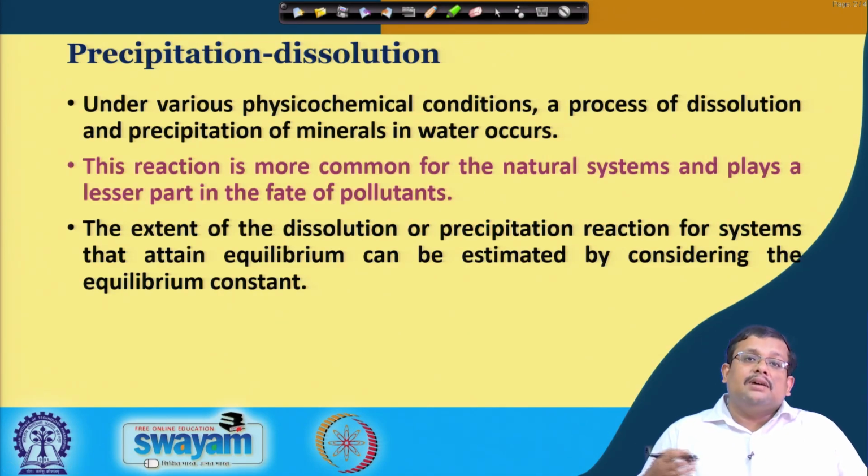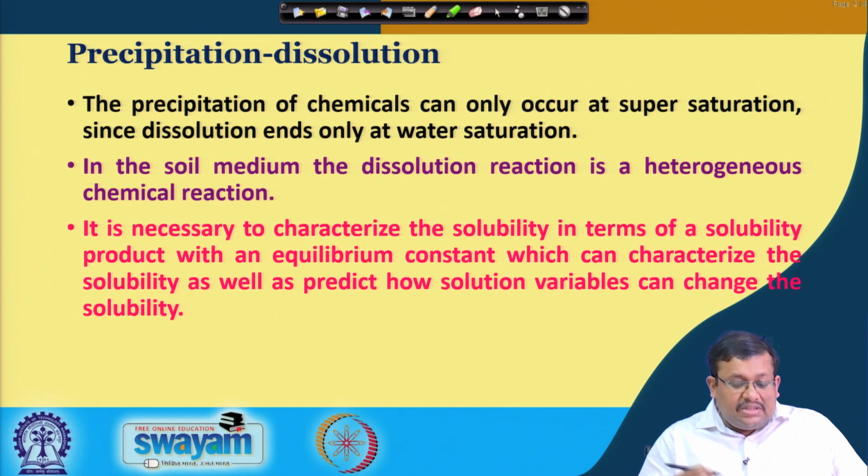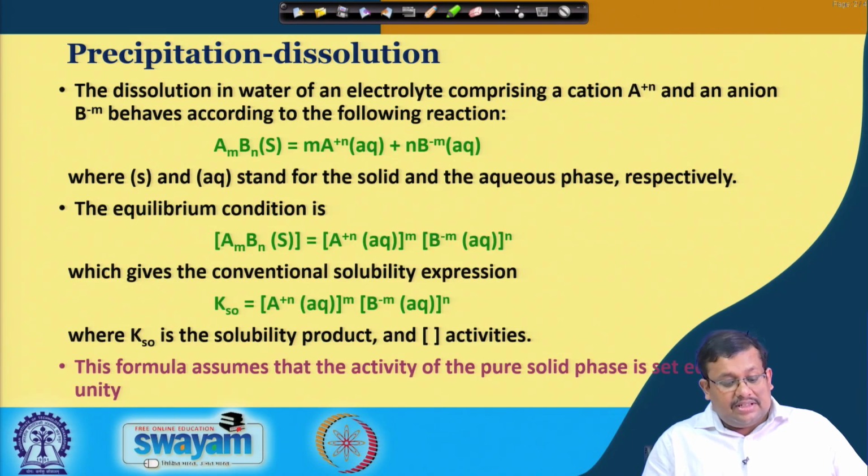Now, we have also discussed precipitation and dissolution reactions, and we have seen different conditions of precipitation and dissolution. What is the condition for getting precipitation, what is supersaturation, what is undersaturation? We have discussed all these things.